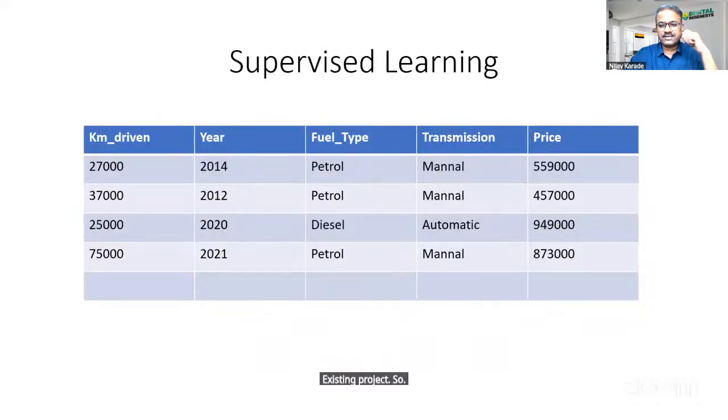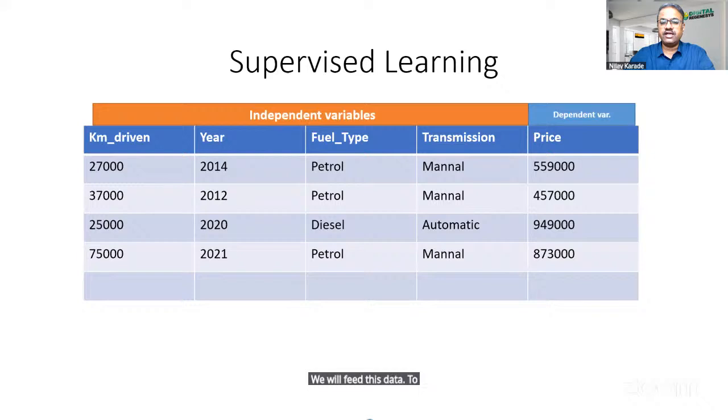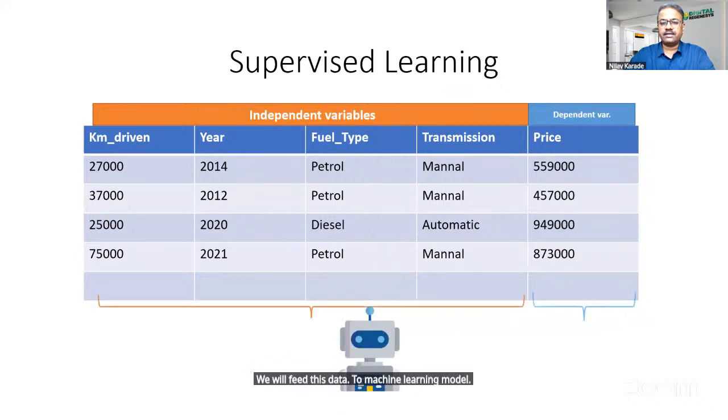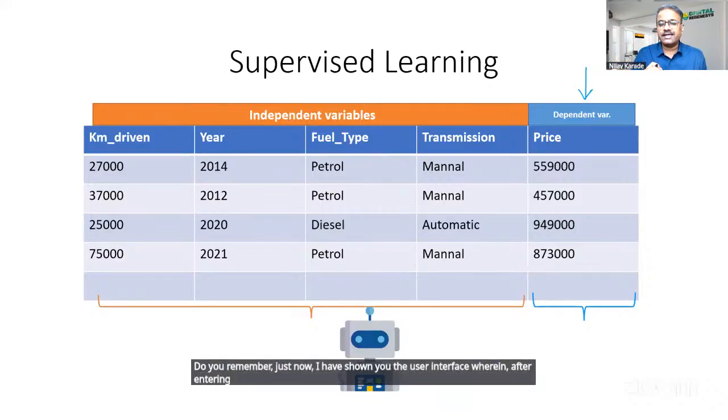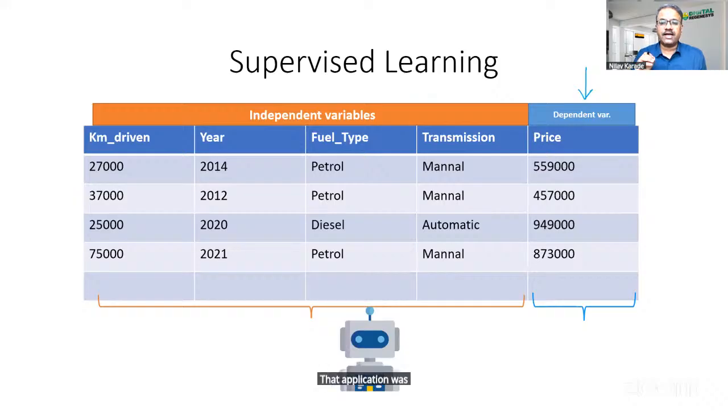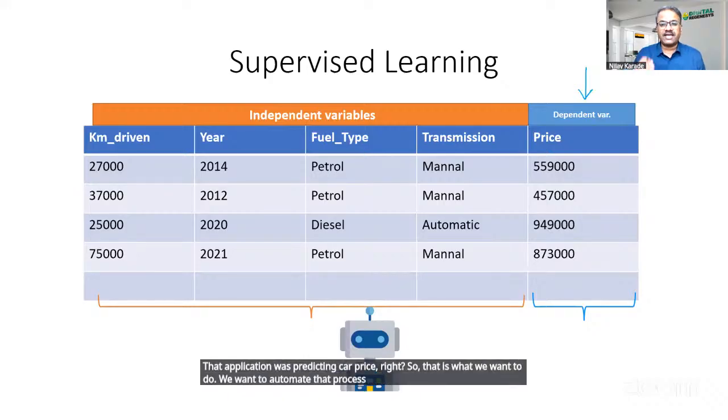So for example, let's say this is our data set of used cars, right? We have got car details and their selling price. Now, after data analysis and thorough data cleaning, we will feed this data to the machine learning model. And the aim here is to predict the selling price of a car. Do you remember? Just now I showed you the user interface wherein after entering car details, that application was predicting car price, right? So that is what we want to do. We want to automate that process of price prediction.